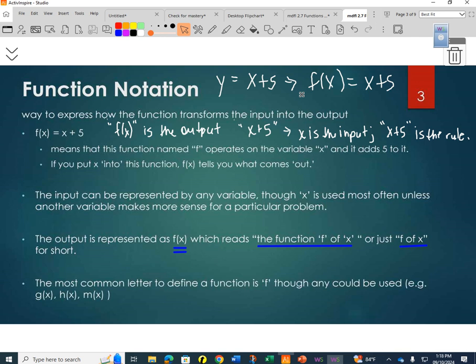If we want to use function g instead of function f, we can say g of x or g of p. It doesn't have to be specific letters. The f is the most common function label, and we typically use x for the input, but it does not have to be that way. So f of x is read as "the function f of x" or just "f of x."